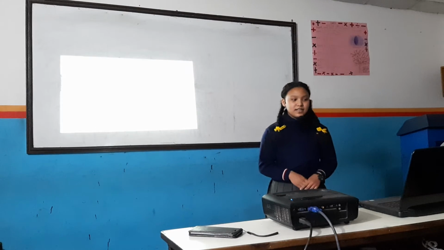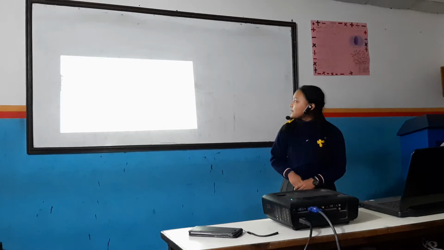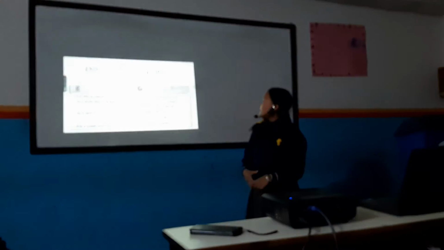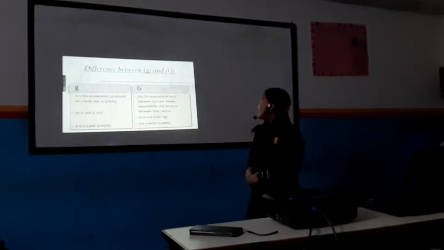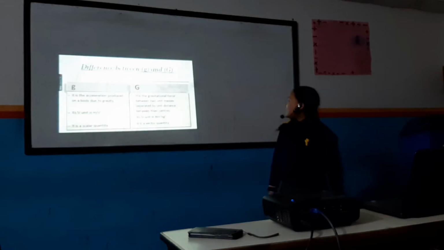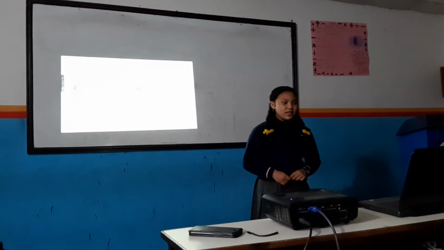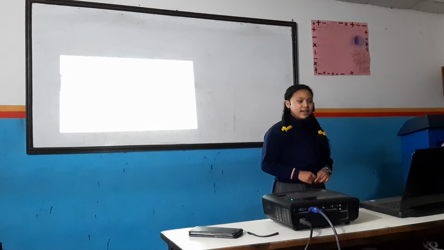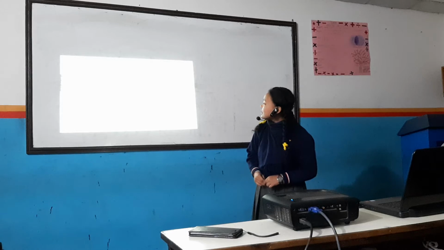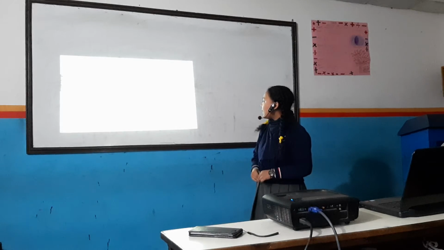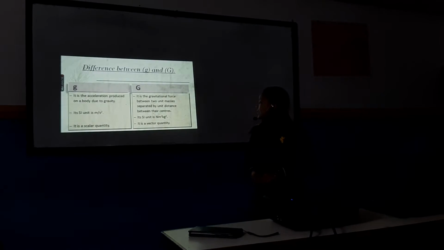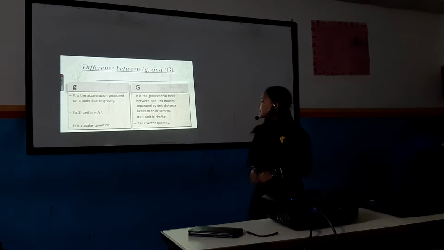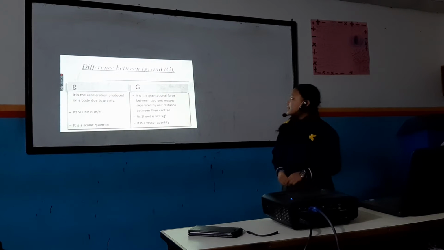Difference between small g and capital G. Small g is the acceleration produced on a body due to gravity, and capital G is the gravitational force between two unit masses separated by unit distance between their centers. Small g's SI unit is meter per second square, and capital G's SI unit is Newton meter square per kg square. Small g is a vector quantity and capital G is a scalar quantity.